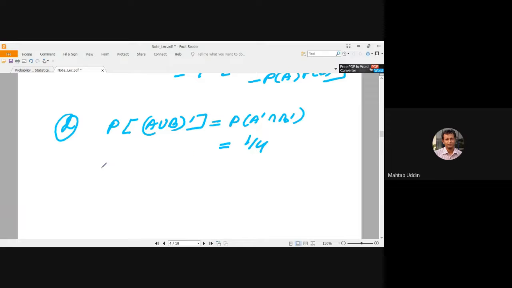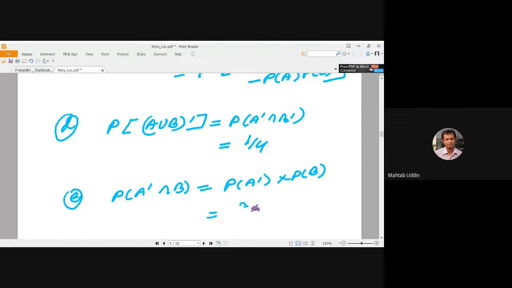Then E. This is E, P of A prime intersection B. There is a formula we used in the first chapter. You can use that. Also you can write it this way: P of A prime into P of B. What is P of A prime? 3 by 4. And what is P of B? 2 by 3, right? So half. Have you got it?